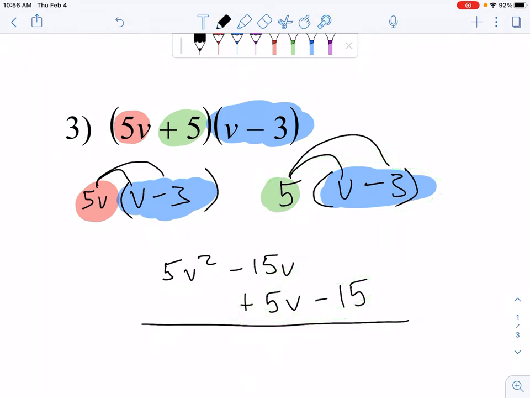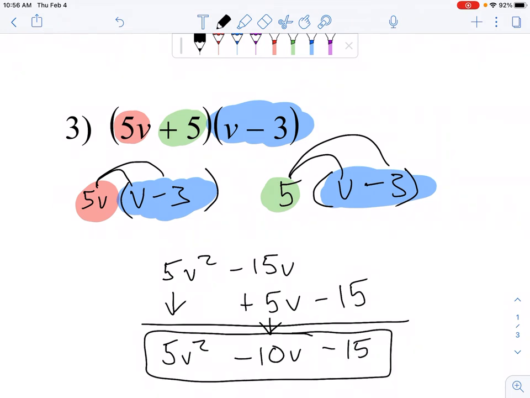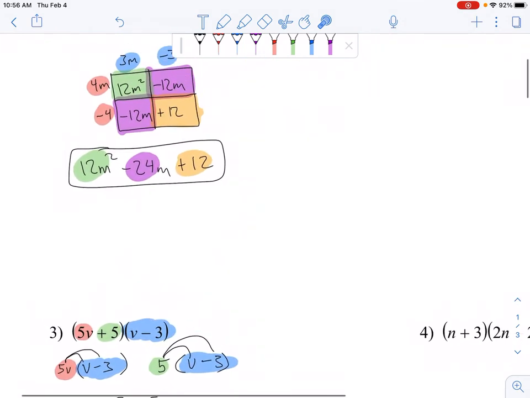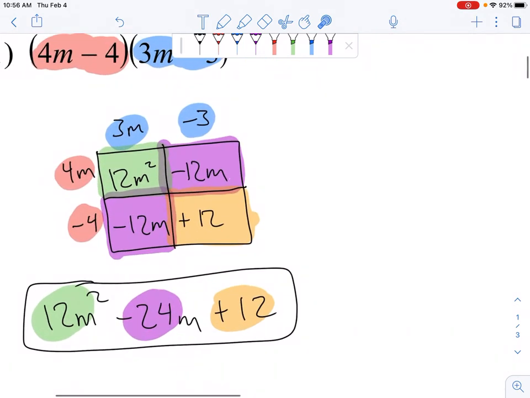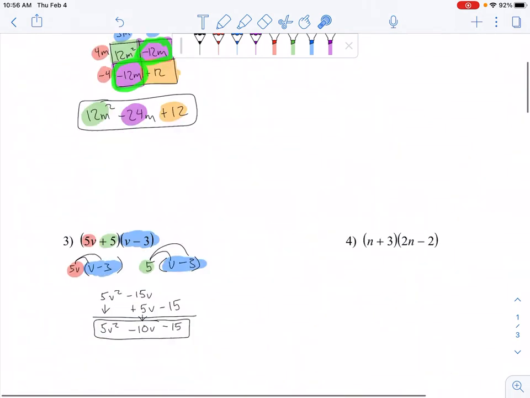And now I'm just going to combine. This one didn't have anybody. This one makes a negative 10v, and this is negative 15. So there's our answer. I prefer this way because I can stack and line up my like terms. They're easier to see. In the box, it's sometimes a little bit harder to find your like terms. They are going to be your diagonals, but sometimes it's just harder to tell.